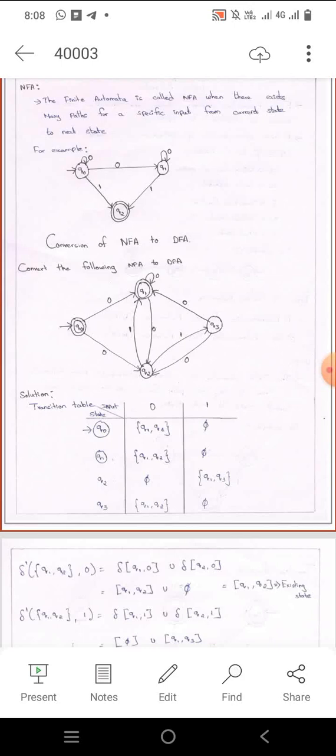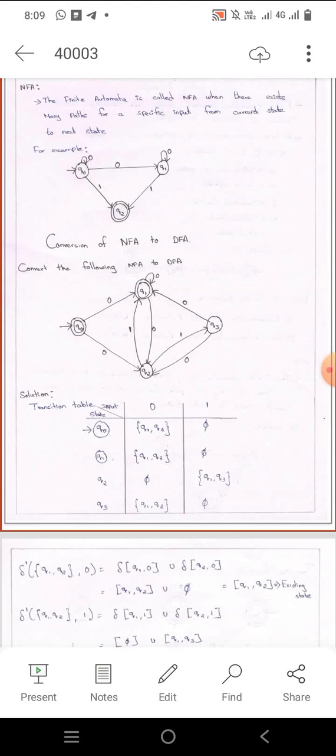Next, Q3 comma 1, it reaches null. Nothing. So in this transition table, just see, are there any new states available? How to find the new state? See, we are having only the four states Q0, Q1, Q2, and Q3. But from the transition, we had got Q1, Q2 together, then Q1, Q3 together. So this Q1, Q2 and Q1, Q3 are the new states.